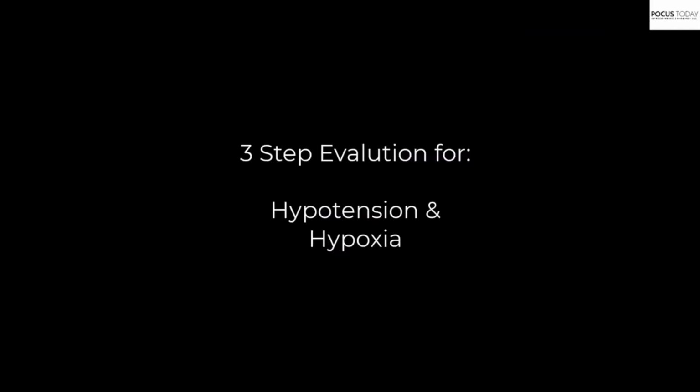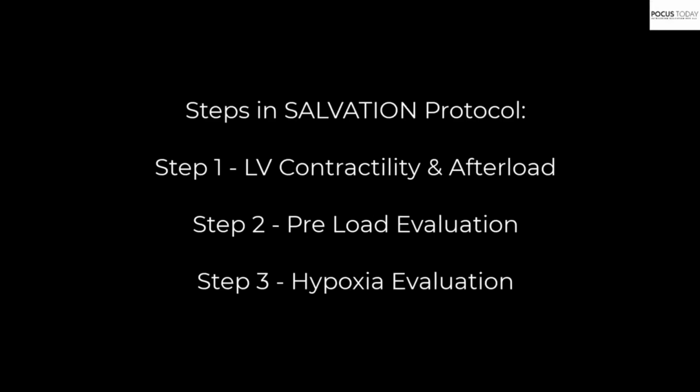We will go through the 3-step process for evaluation of hypotension and hypoxia. Step 1 involves assessment of LV contractility and afterload. We then make an assessment of preload. This will be covered in part 2 of this tutorial. Finally, lung views are used to make an assessment of hypoxia. By using this stepwise approach, we are less likely to miss pathology and have a structured approach to assessment of the hypotensive and hypoxic patient.